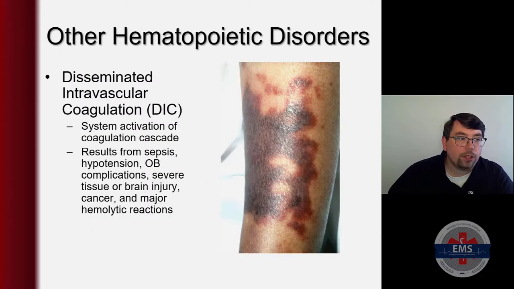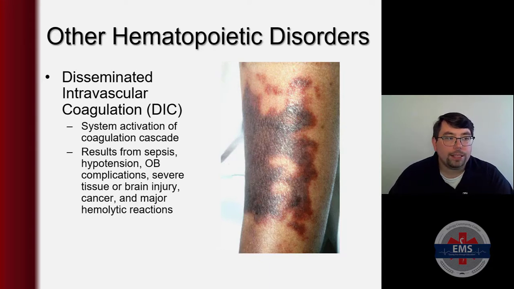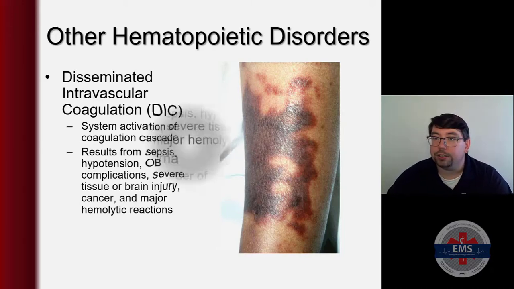Other diseases that we encounter in the pre-hospital setting include a number of them. One of the more common ones is disseminated intravascular coagulation, or DIC. In this disorder, coagulation is caused by a systemic activation of the clotting cascade, the coagulation cascade. This is, in essence, a combination of a lot of different things that are going on. In DIC, circulating thrombin and fibrinogen form clots throughout the circulation. This can be widespread. Mostly you're going to see this result from sepsis, hypotension, obstetric complications, severe tissue or brain injury, cancers, or any other major hemolytic reactions.